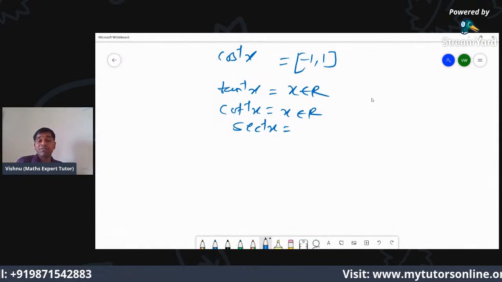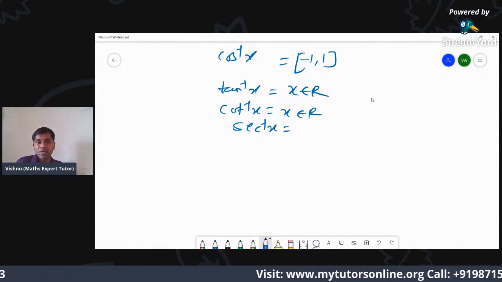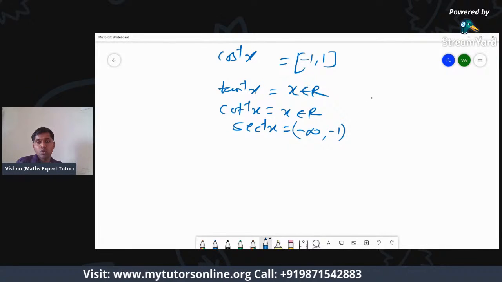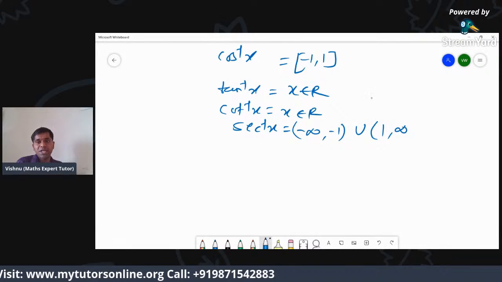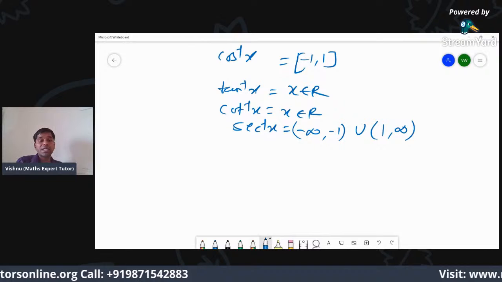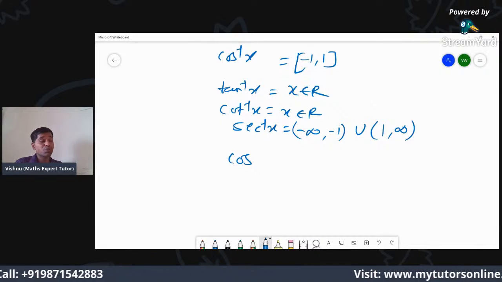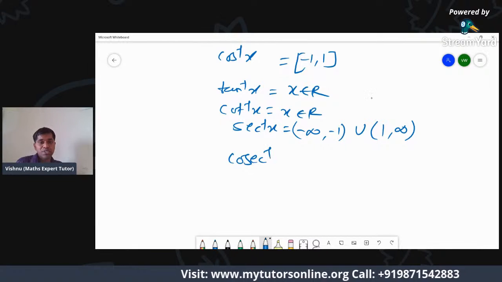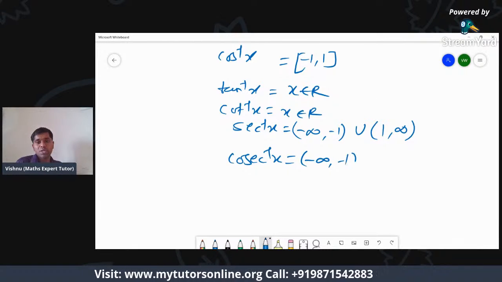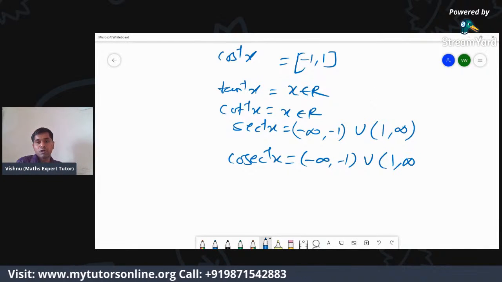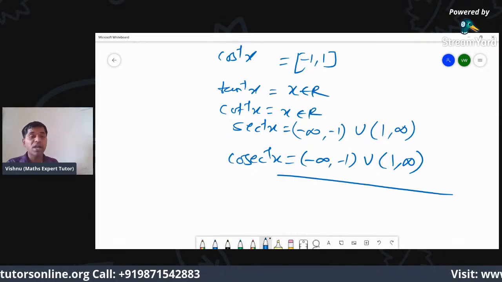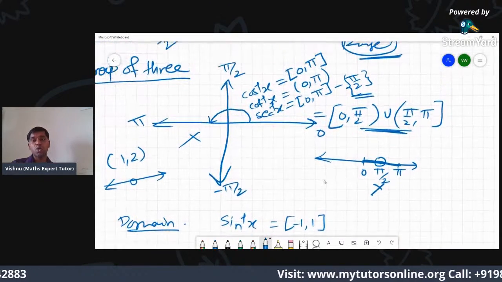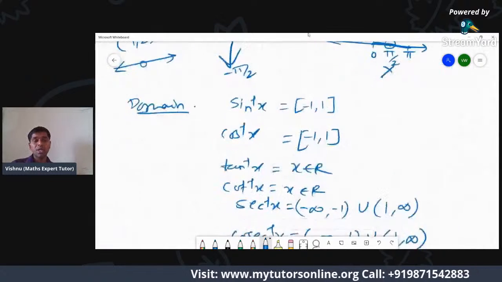What is sec inverse x? Minus 1 to 1 it is not defined, except minus 1 to 1 it is defined. So minus infinity to minus 1 union 1 to infinity, because minus 1 to 1 it does not take values. Cosec inverse x, same thing for cosec inverse x. Actually it is not difficult. Range, I mean domain, is not difficult. The range we have to remember a lot. So the domain is not difficult.